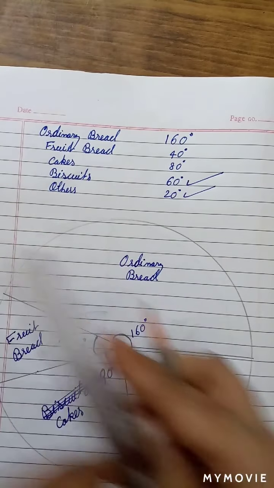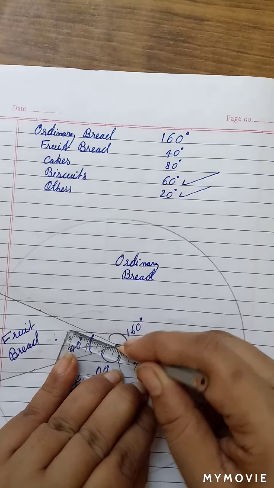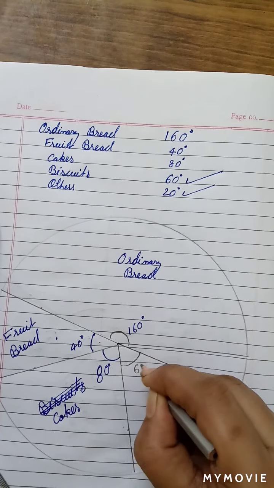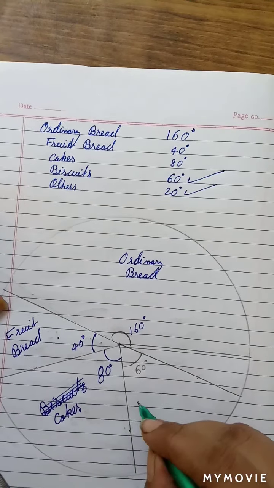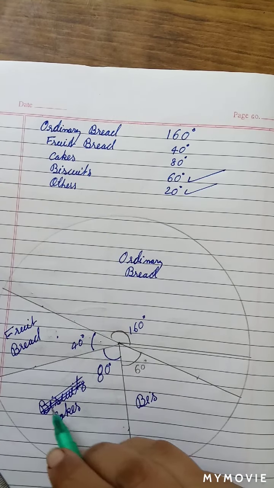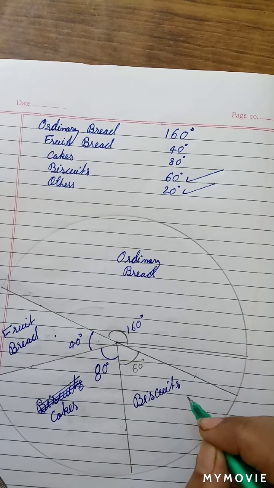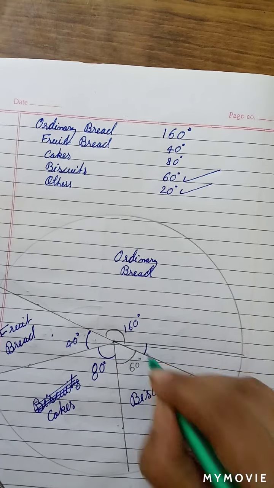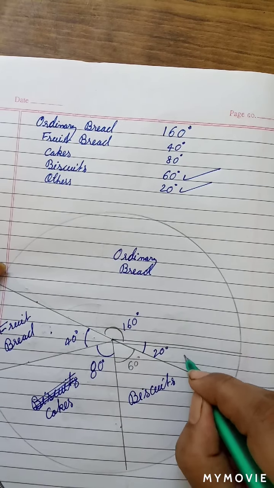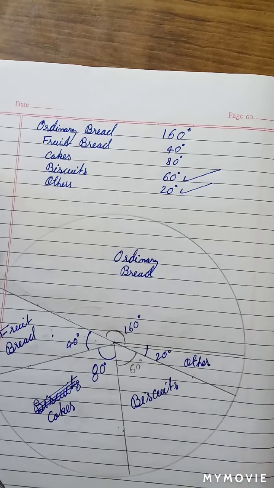This part is meant for biscuits. Last time I wrote biscuits here. That was wrong. I corrected it. This part will be consumed by biscuits, this sector. And the remaining sector, you don't have to measure it or make it. It is naturally going to be 20 degrees, and this part is for other sales, some drinks or tea, maybe something like that.